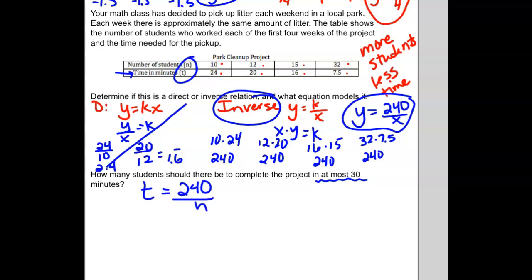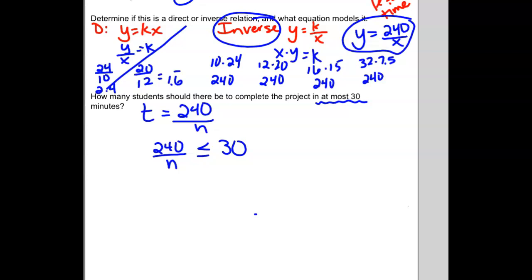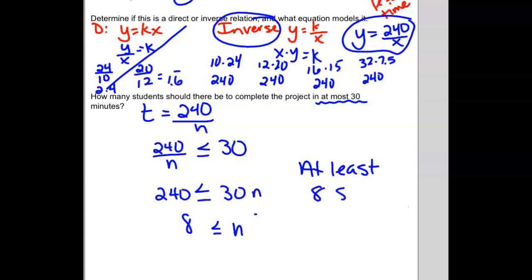But we want our time to be at most 30 minutes. That means total time less than or equal to 30 minutes. So 240 divided by n has to be less than or equal to 30 minutes. To solve this, we're going to multiply n to the other side. And then we would have to divide out our 30. And 240 divided by 30 would be 8. So we need our number of students to be greater than or equal to 8. So at least 8 students would be needed.